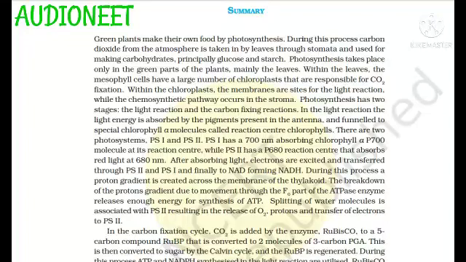In the light reaction, the light energy is absorbed by the pigments present in the antennae. They funnel it to a special chlorophyll a molecule called the reaction center chlorophyll. There are two photosystems, PS I and PS II. PS I has a 700 nanometer absorbing chlorophyll a P700 molecule at its reaction center, while PS II has a P680 reaction center that absorbs red light at 680 nanometer.